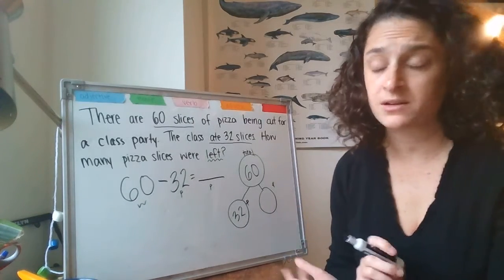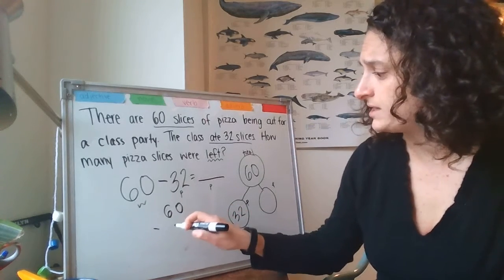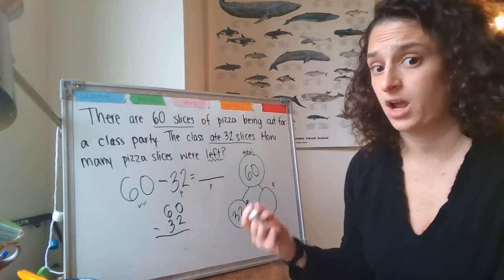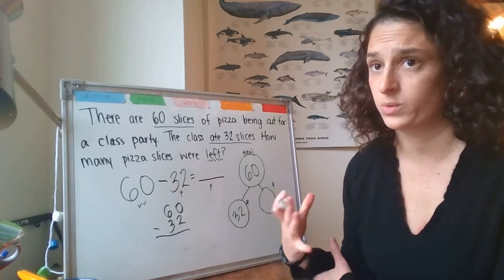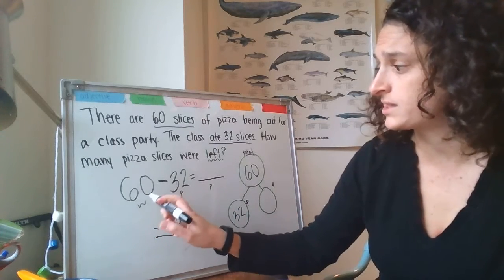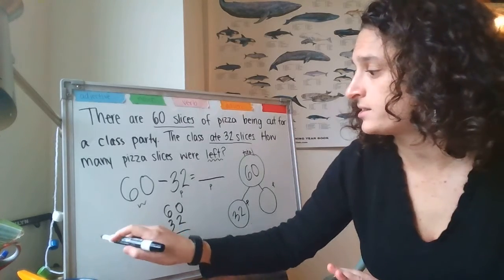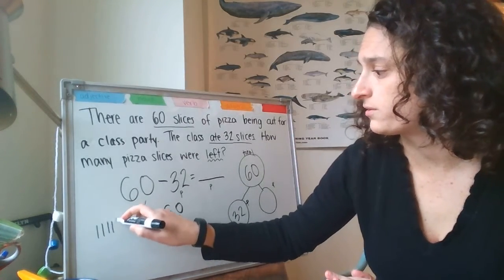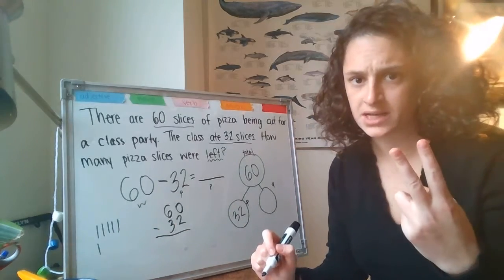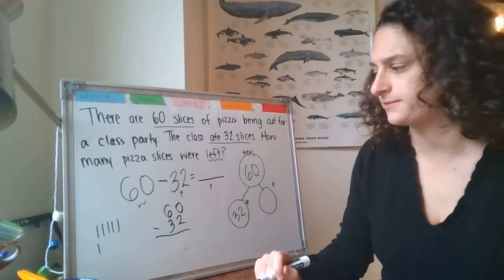So again, we can model this a couple different ways. We've been doing a lot of work with place value, and so we know the vertical method, and we can do this with subtracting. We can also model it with our quick tens. So 60 is how many tens and how many ones? It's six tens. 1, 2, 3, 4, 5, 6, and 0 ones. Do we represent the second number if we're subtracting? No, so I'm going to leave it there for now.